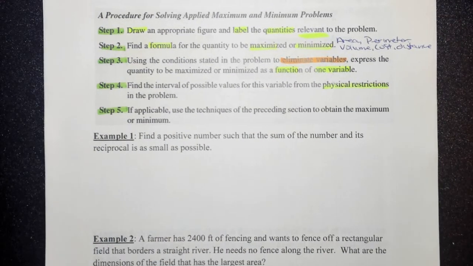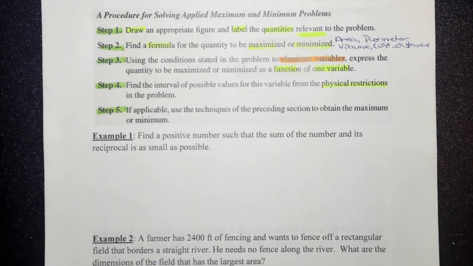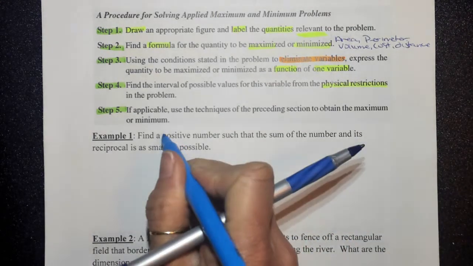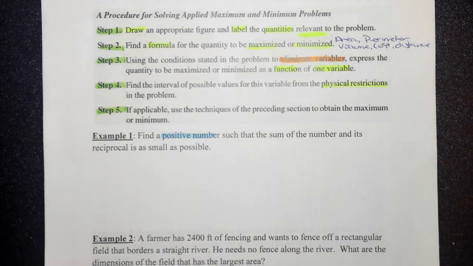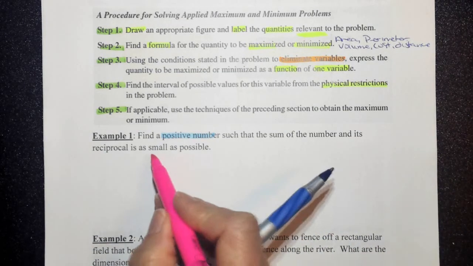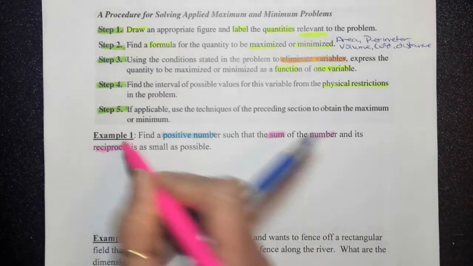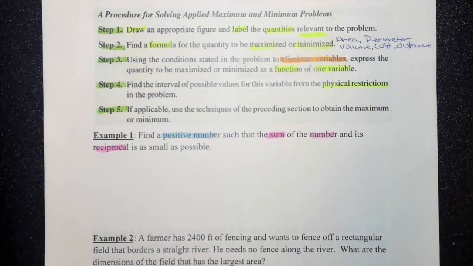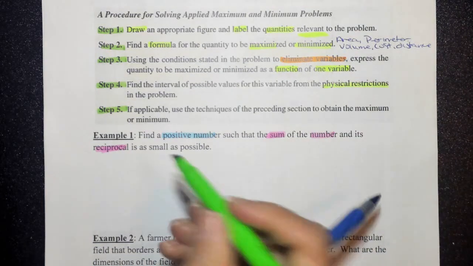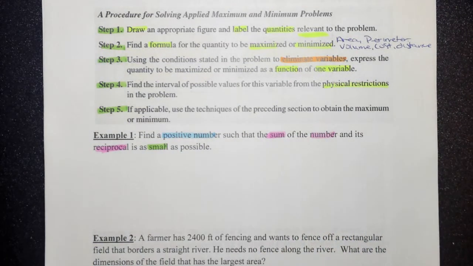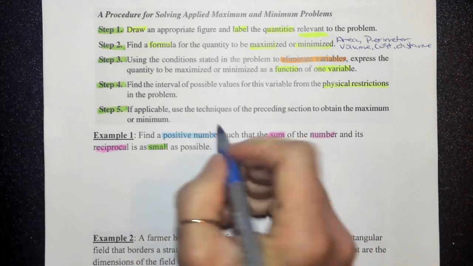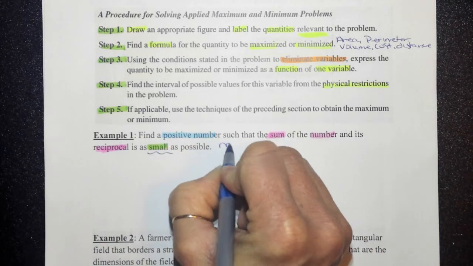So here, in this first example, which is very basic, it says find a positive number, so we know our answer has to be positive, such that the sum of the number and its reciprocal is as small as possible. In this case, we're looking for a minimum.